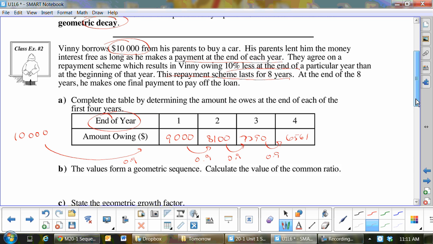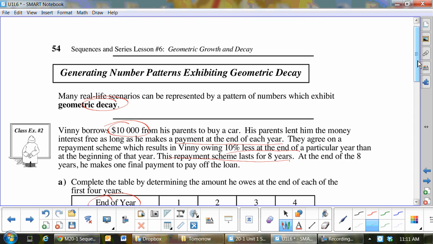So, how do we determine that 0.9? How do you get 0.9? Yep. So we subtract the 1, or 10%. So, when you have growth, okay, it will be 1 plus a percent. When you have decay, it will be 1 minus the percent.